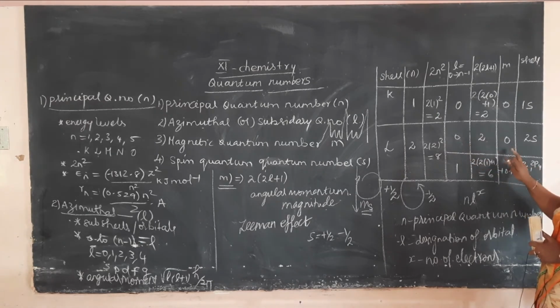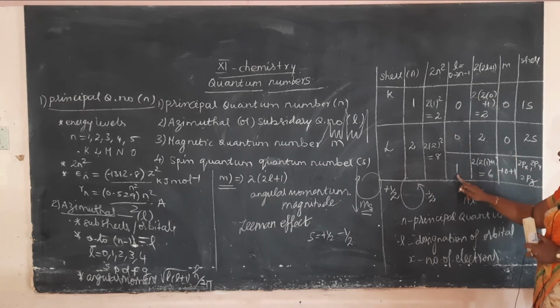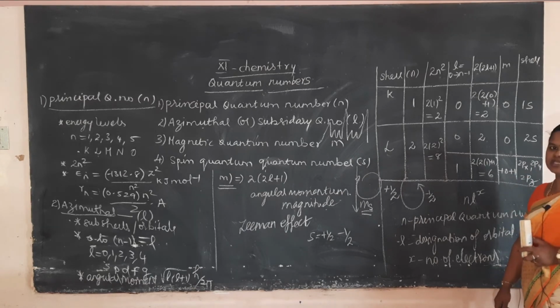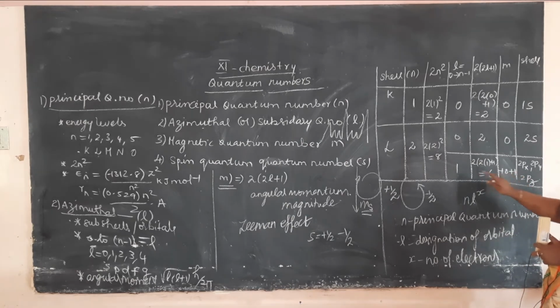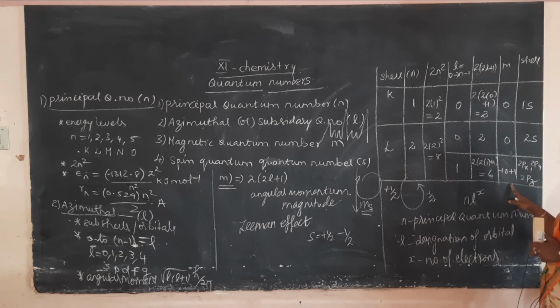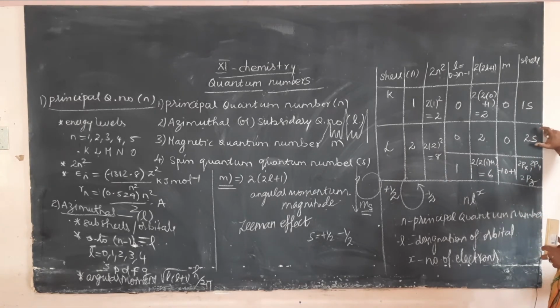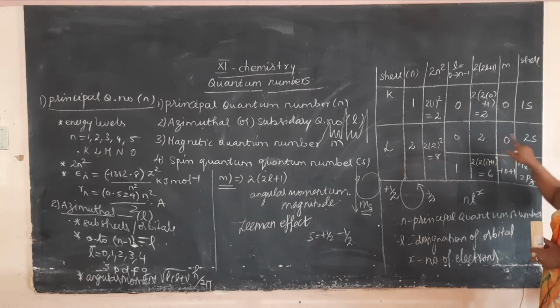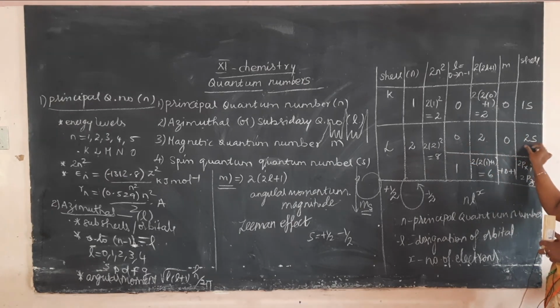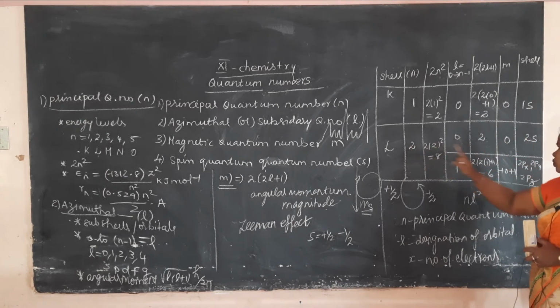So the m value here is just 0, m value 0. Then for the L value here, you will have minus 1, 0, plus 1. So the number of values you will get is minus 1, 0, plus 1, 3 values, for 3 orientations for this m. Minus 1, 0, plus 1, so 3 orientations. Now look, here n is equal to 2, so I put 2. Then when L is equal to 0, what comes? The s orbital. So this is the 2s orbital.